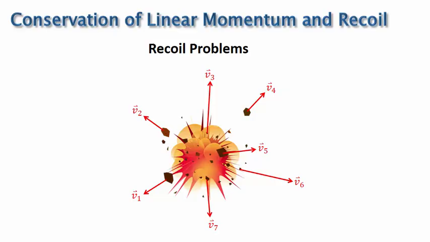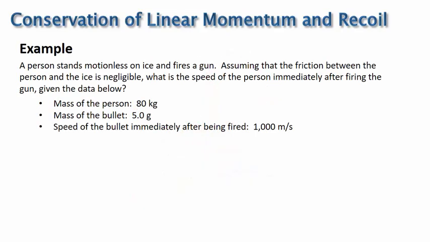So let's wrap up this video with a basic example. A person stands motionless on ice like a frozen pond and fires a gun. Assuming that the friction between the person and the ice is negligible, what is the speed of the person immediately after firing the gun, given the following data? The person's mass is 80 kilograms, the bullet's mass is 5 grams, and the speed of the bullet after being fired is 1,000 meters per second.